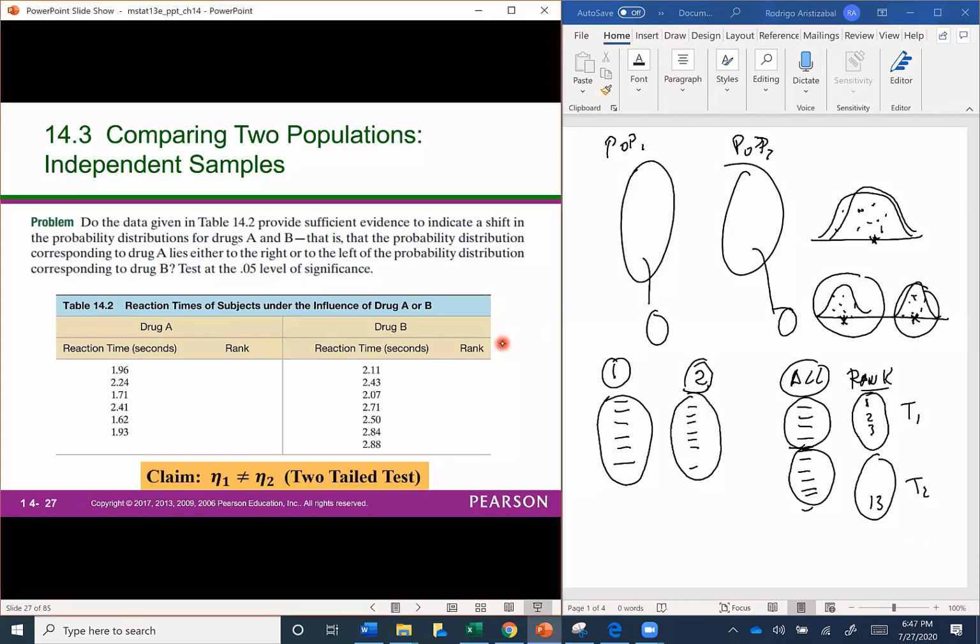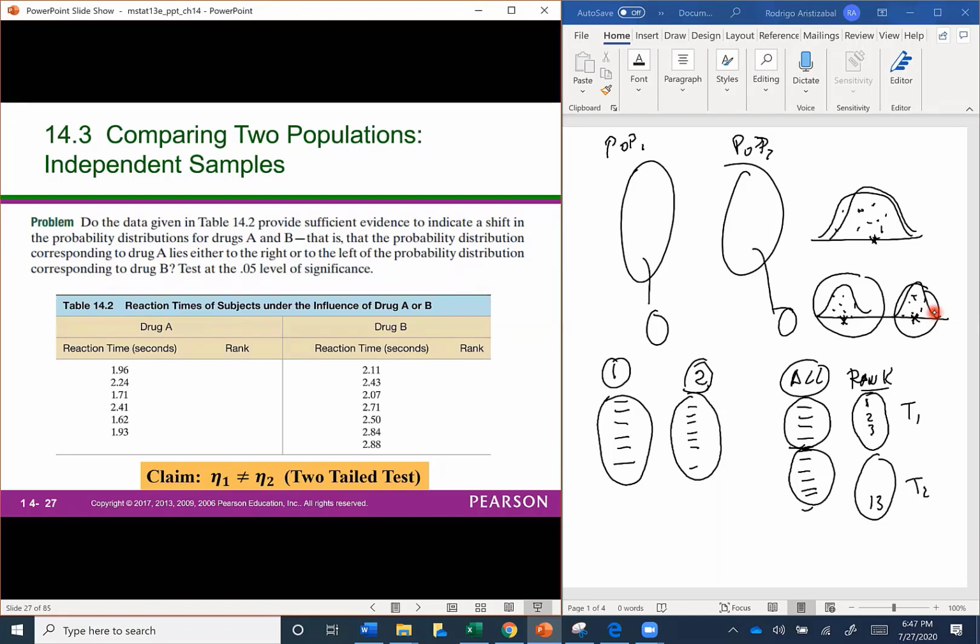Okay, let's start. The claim in this case is a two-tail test. Why is it a two-tail test? Because the problem is asking if we have enough evidence to reject that the probability distribution for drug A lies either to the right or to the left. We don't know exactly whether it is to the left or to the right. It could be either side. We don't know which one is bigger.